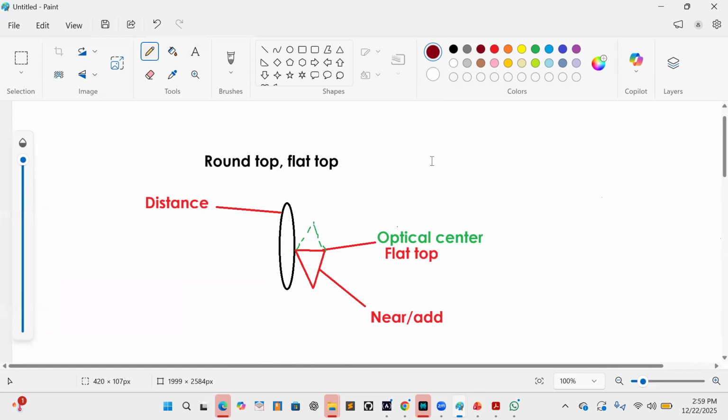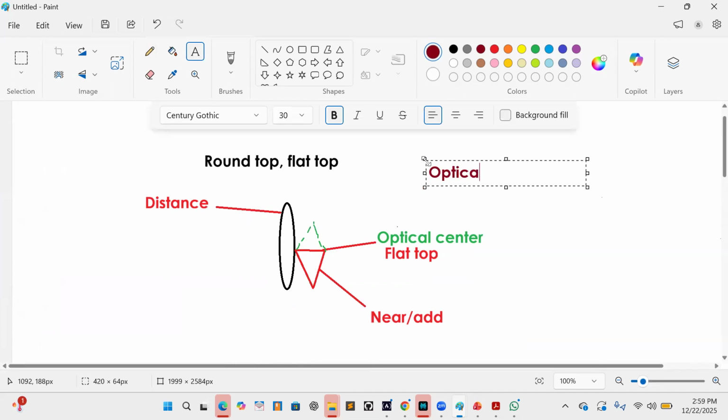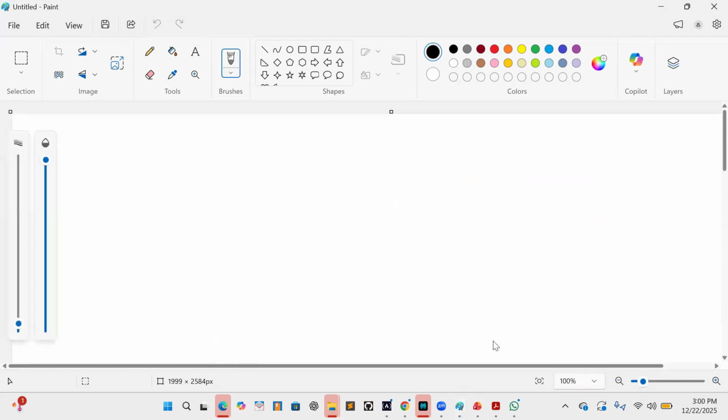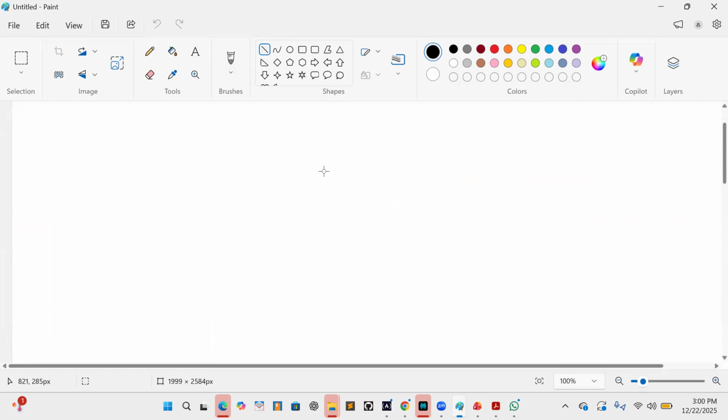So the optical center of the flat top lens is up. That's very, very important to understand. So now the image jump and image displacement we talked about in that video. The image jump, what does it mean? We said it's a sudden change in image location when you move from the distance case to the near case. So let's explain that.